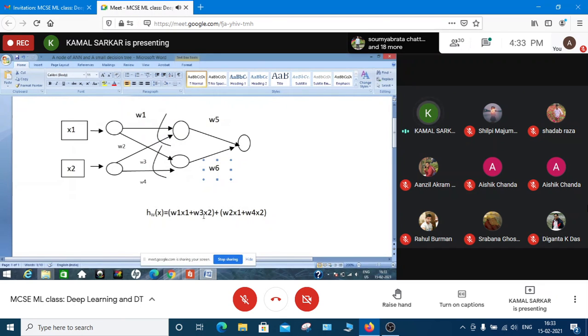This is the summation. Now this is becoming the input here, so that will be multiplied with W5 and W6. This will be multiplied by W6, W5, and this will be multiplied by W6. This is the hypothesis function.